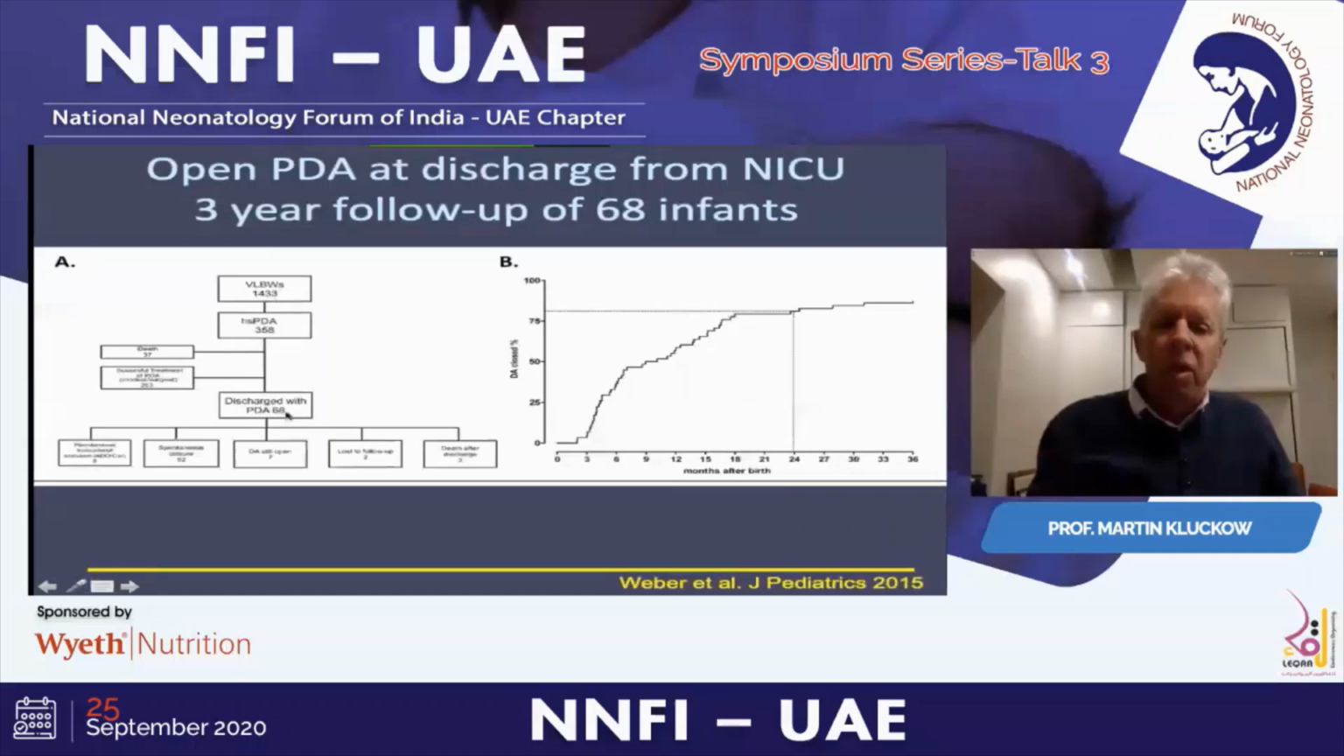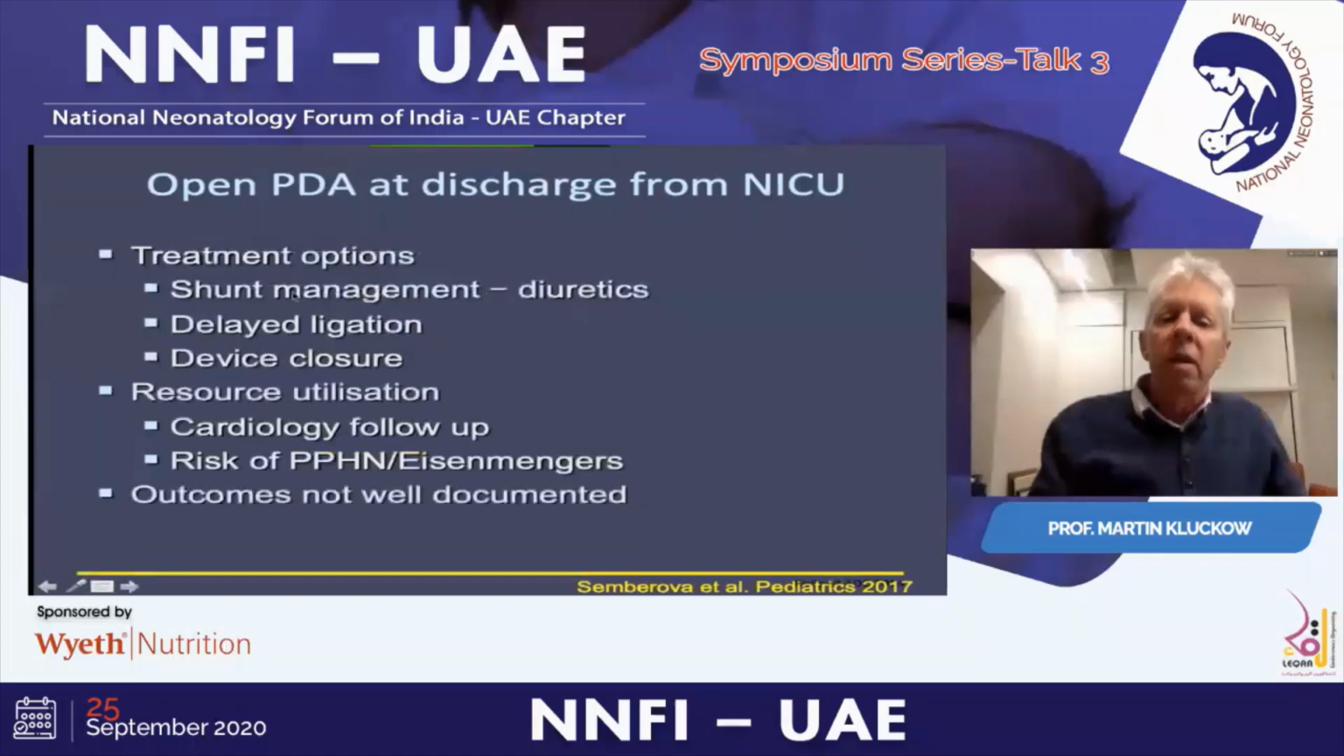68 babies discharged with a PDA. Most of them closed, 52. Some of them were closed with a catheter. 7 still had a duct open even at 3 years of age. So there's a significant impost with these babies with ducts still open, because they require consideration about management of shunt.